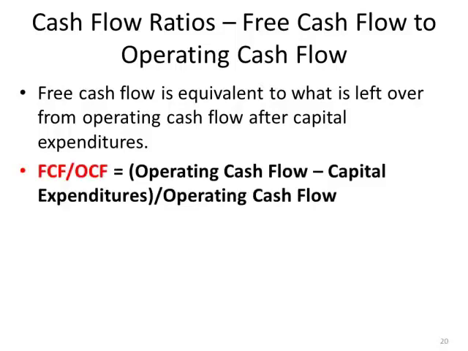The way we calculate this ratio is as follows. So we take free cash flow and divide it by operating cash flow, and we can write this as the operating cash flow minus capital expenditures. So that itself is the free cash flow, and then all of that divided by the operating cash flow.